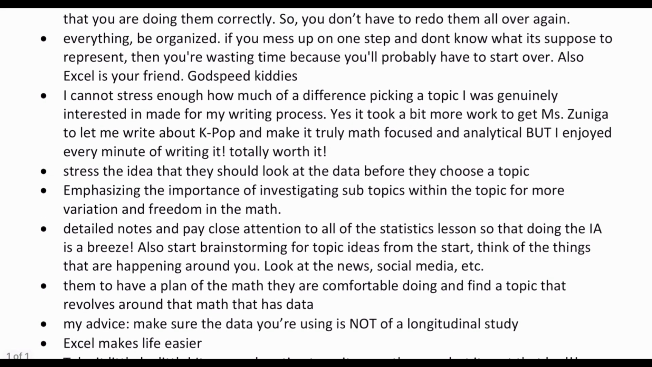I cannot stress enough how much of a difference picking a topic I was genuinely interested in made for my writing process. Yes, it took a bit more work to get my teacher to let me write about K-pop and make it truly math-focused and analytical, but I enjoyed every minute of writing it. Totally worth it. So yes, this is the student that I told you that actually did their paper on K-pop.